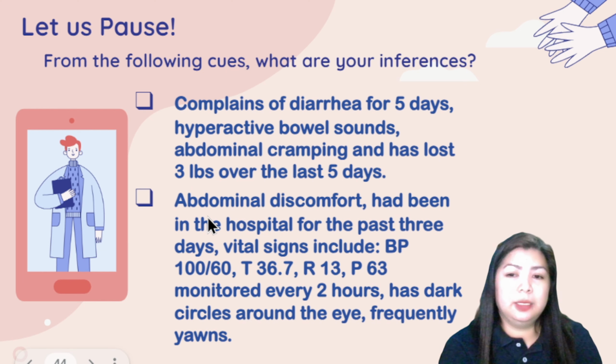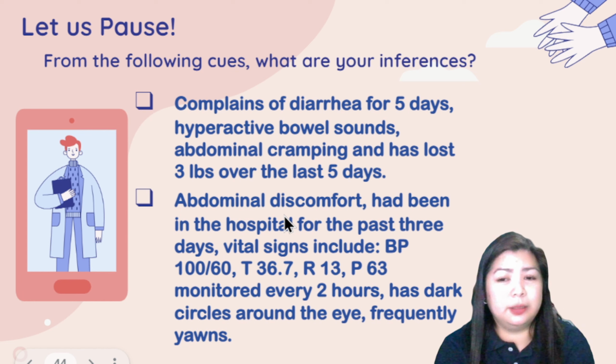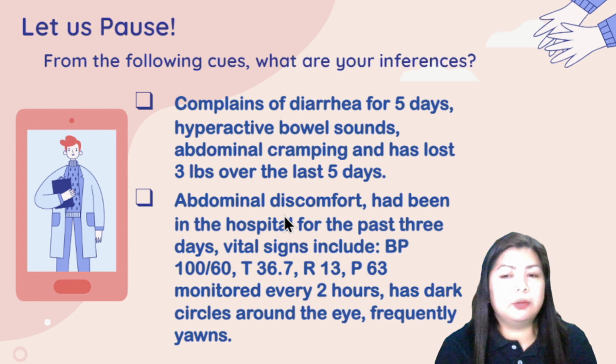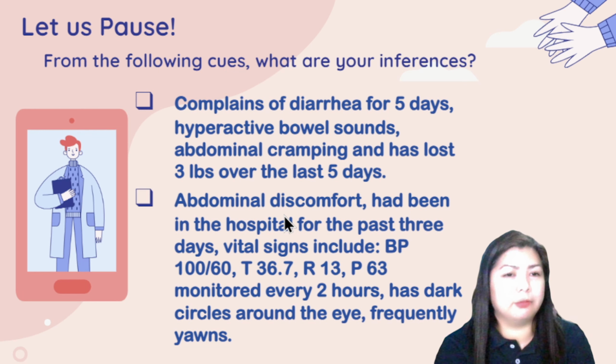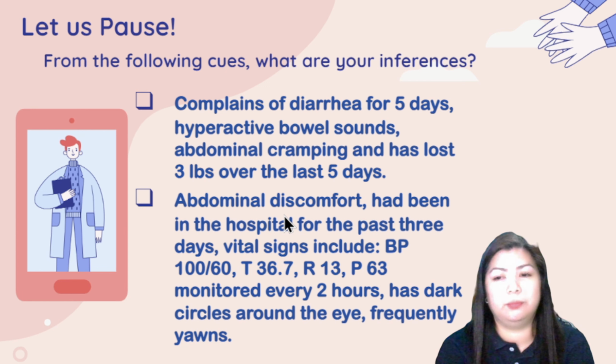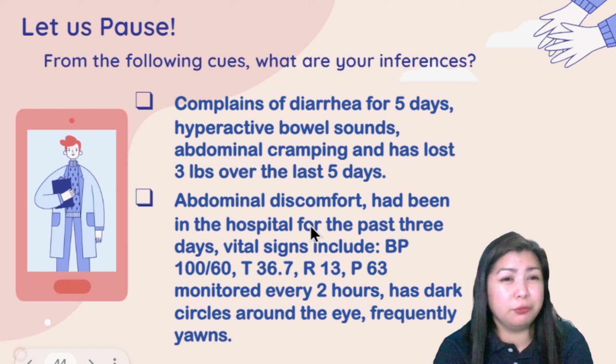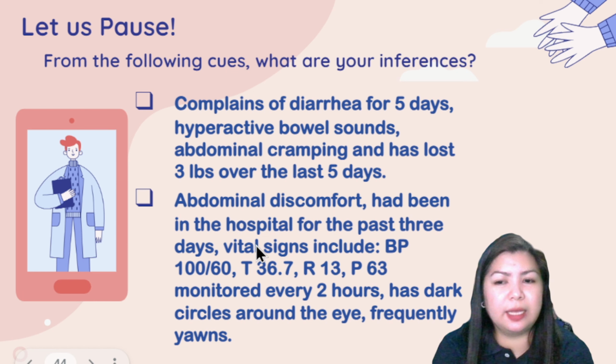Another example, abdominal discomfort. The client had been in the hospital for the past 3 days. The vital signs include BP 100/60, temperature 36.7, respiratory rate 13, pulse rate 63, monitored every 2 hours, has dark circles around the eyes, and frequently yawns. So aside from the fact that the patient has pain and abdominal discomfort, the vital signs are now starting to decrease.